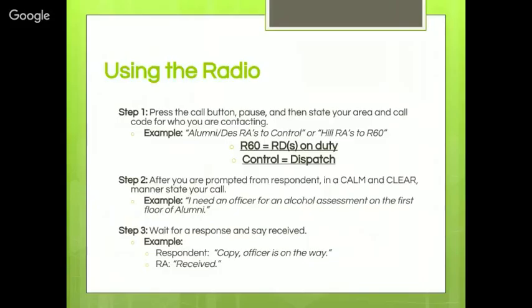Now, the codes below, R60 is what we utilize for RDs on duty while we're using the radio, and then we use control for dispatch. Now, if you end up saying dispatch or RD on duty, they're going to understand and they're going to still respond.